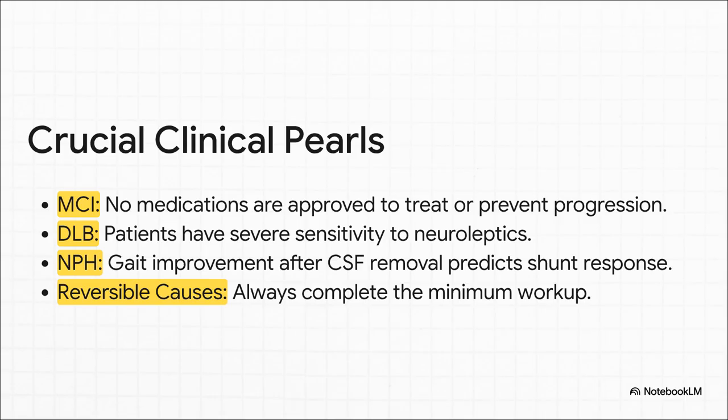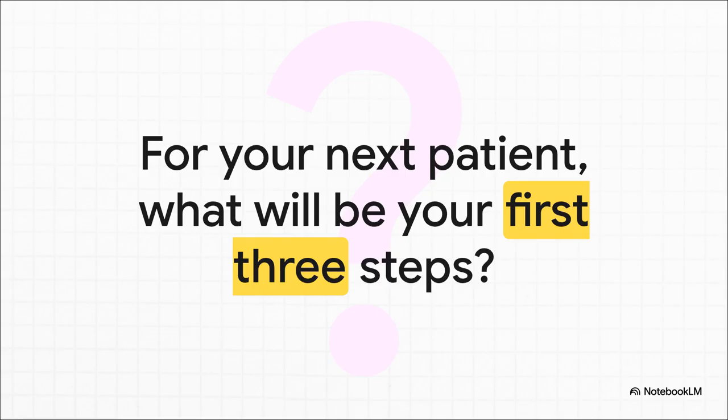And finally, number 4, do not skip the basic workup, ever. Missing something reversible like a vitamin deficiency is just not an option. So, I'll leave you with this question. The very next time you're faced with this situation, a family worried about memory loss, what are the first 3 things you're going to do? Really think about it, because when you're dealing with something this complicated, having a solid framework, well, it's not just helpful, it's absolutely everything.